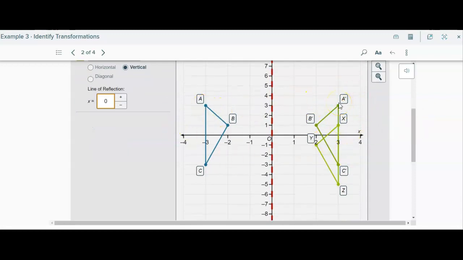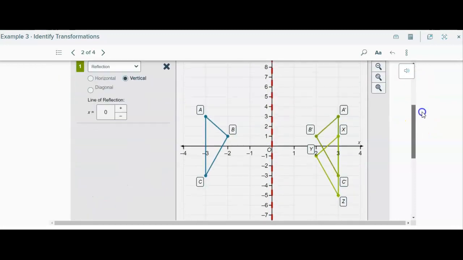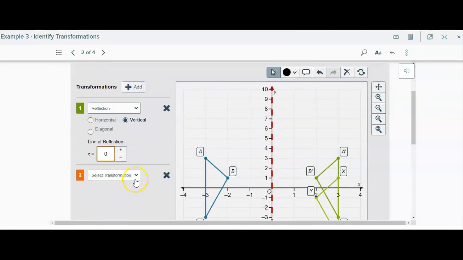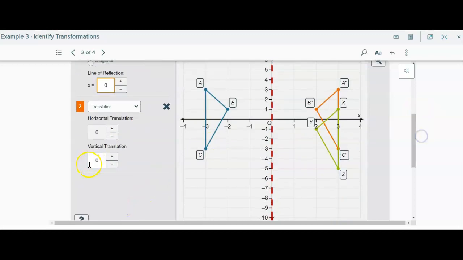So you can see we're close to there. And then what do we have to do next? What do you guys think? The next one looks to me like it is a translation down. So now we can do a translation, and we're going to go vertically down 1, down 2, and there they are. They match up. So now A prime, A double prime, B double prime, C double prime falls directly here. So we ended up doing a reflection, and we know that because the orientation changed, and then a translation down.